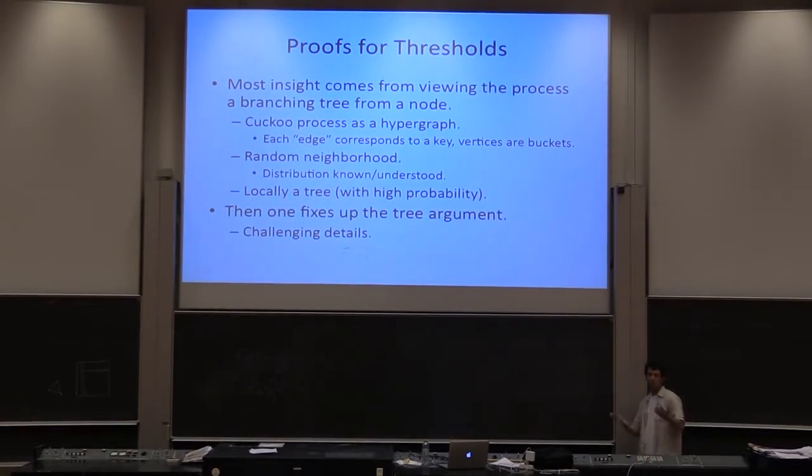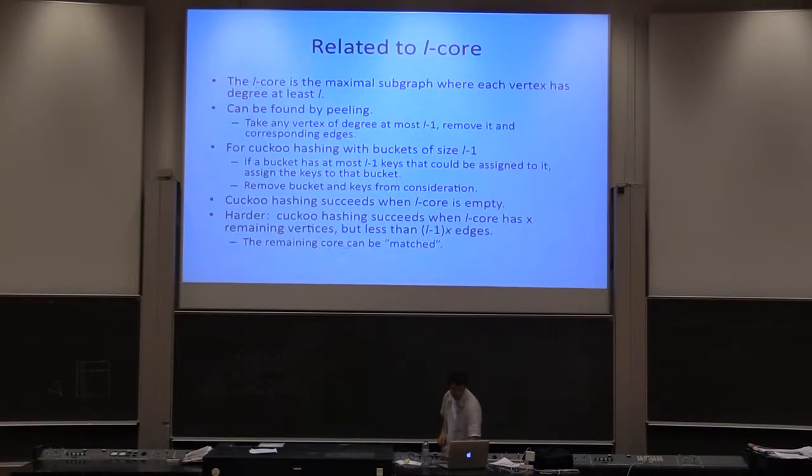And then what you do is you analyze this tree and say, well, if I do the natural orientation, I can make sure that everything has a home by looking at some number of levels in the tree. Usually there are some painful details in fixing up the tree argument, but the nicest way to view it is to pretend that everything's a random tree, and you can get a lot of good insight.